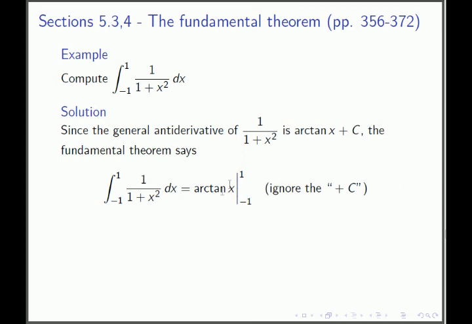Okay, well now let's plug in 1 into arctangent x and negative 1 into arctangent and take their difference. Arctangent of 1 is pi over 4, and arctangent of negative 1 is negative pi over 4, so we get pi over 2 as the exact value for this integral.